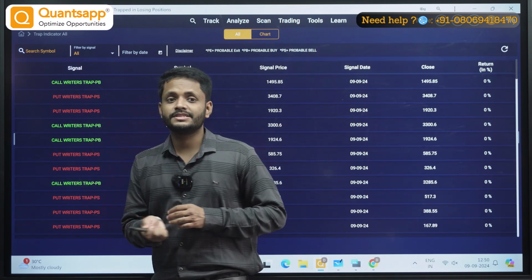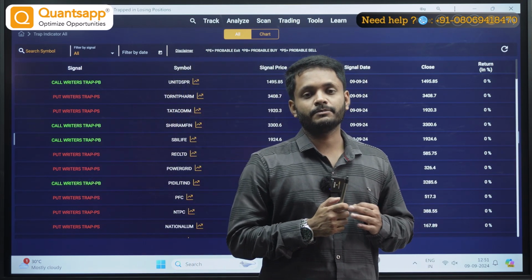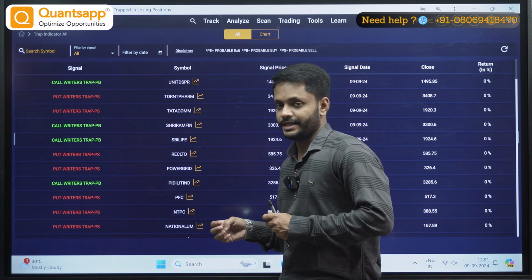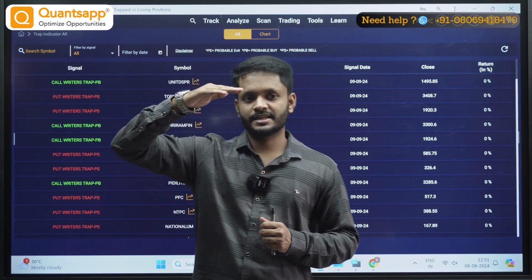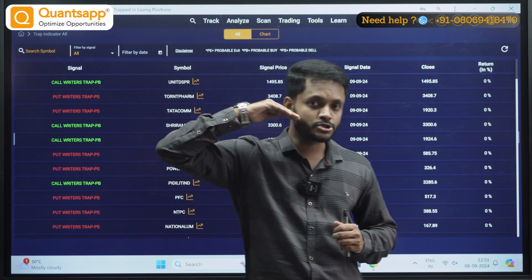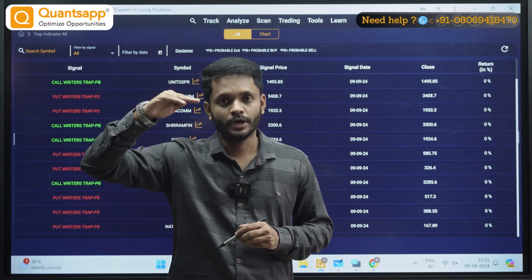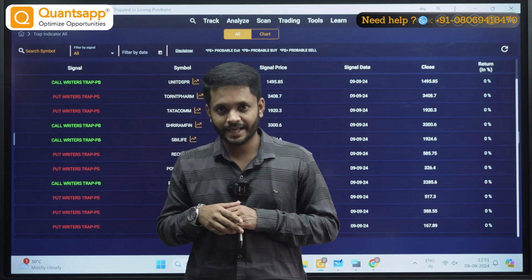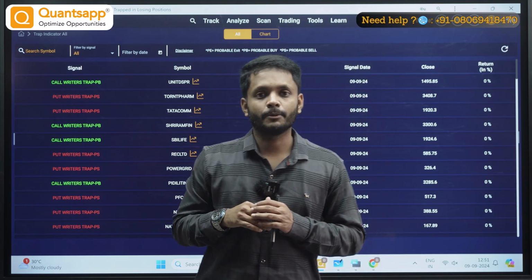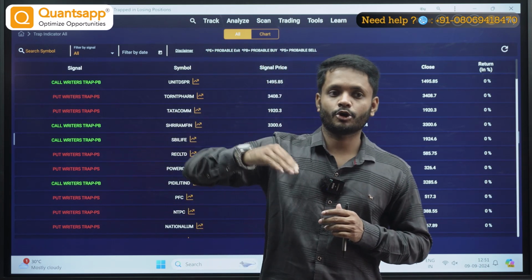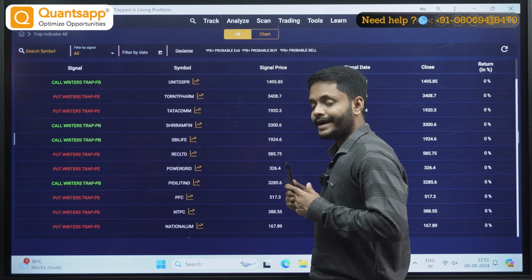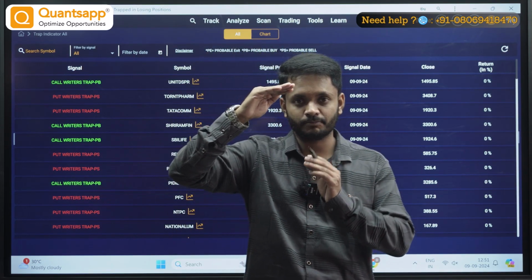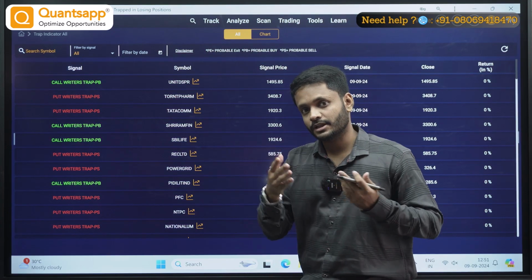Whenever you see a call writers trap, that means the ones who have sold the call options at this level, say this is resistance and I am expecting the stock is not going to move up. So if I am expecting a sideways market and not a direction, instead of buying a put, I will sell a call. So call writers trap means those who have sold the calls are now getting trapped and there is a possibility of a direction on the upside.